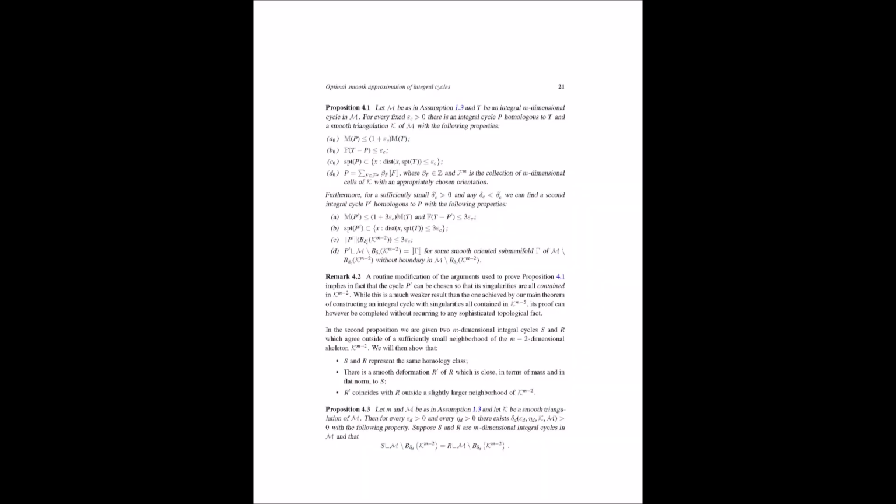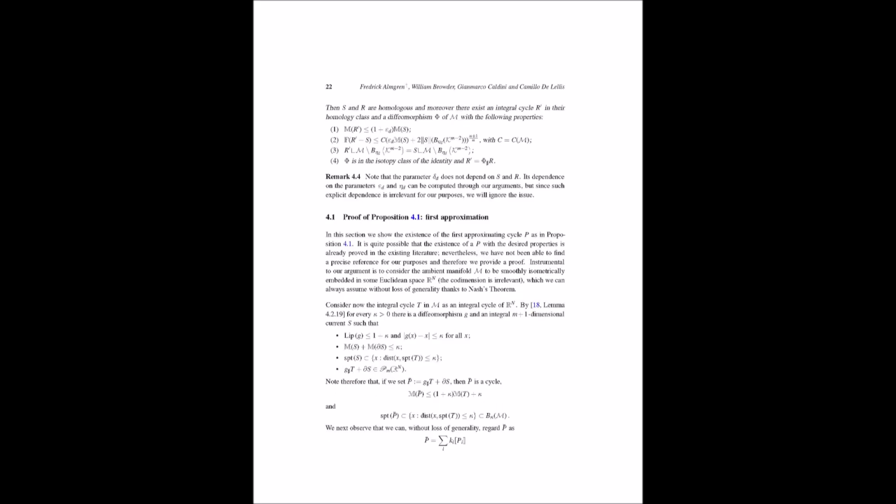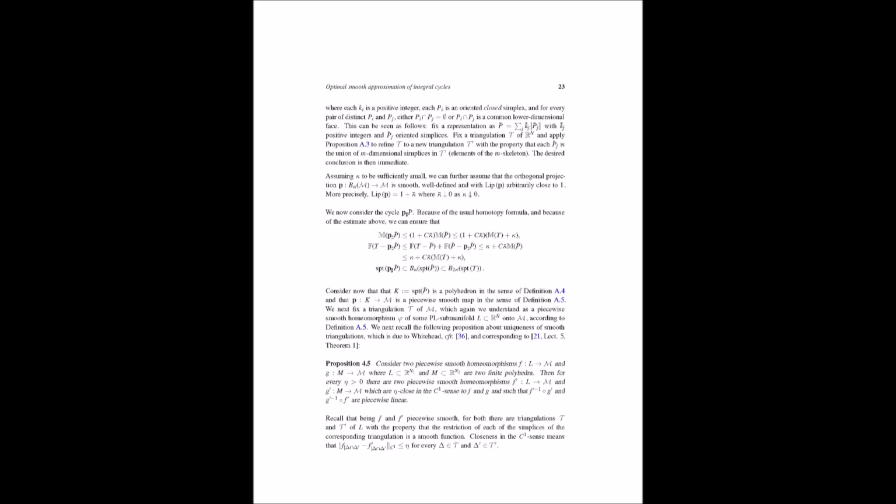Now, pages 20 to 31, we're getting to the heart of the geometric measure theory arguments, propositions 4.1 and 4.3. Proposition 4.1 focuses on constructing an initial approximation of the integral current, T. They want to find another integral cycle, denoted P, which is homologous to T, doesn't have too much extra mass, and is smooth outside a small neighborhood of the M2 skeleton. It's like a first draft, a good starting point.